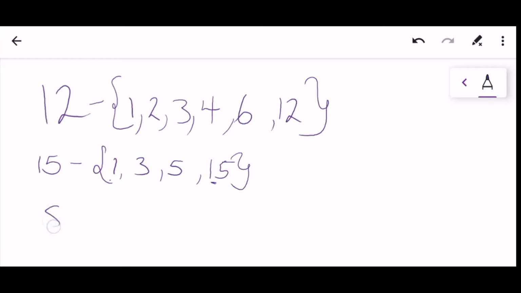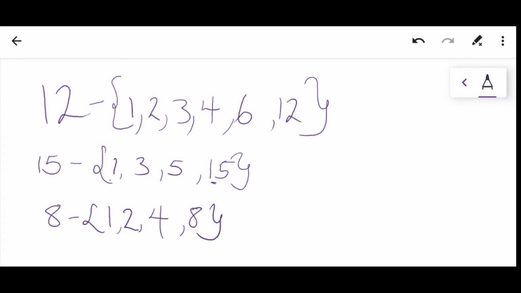Let's look at another number, 8. What are the factors of 8? Well, based on the pattern that we're seeing, 8 should have at least 2 factors, 1 and 8. Now 8 is an even number, which means that we should be able to divide it by 2. So 2 is a factor of 8. And 2 times what will give us 8? Well, 2 times 4. So 4 is a factor of 8.